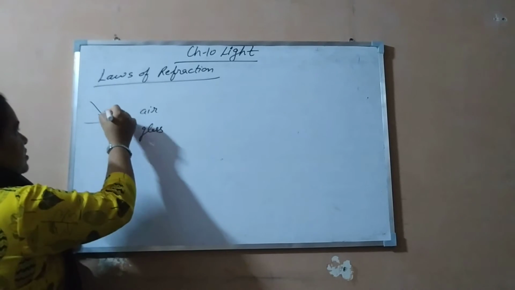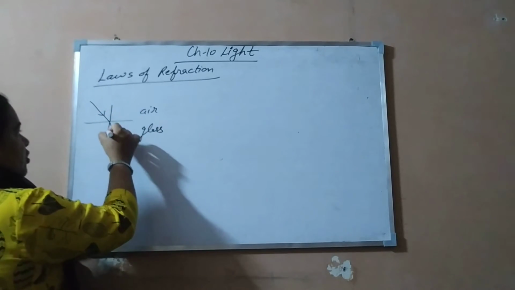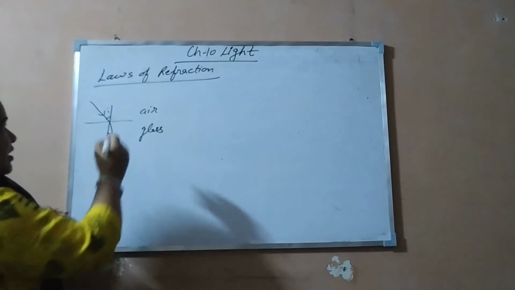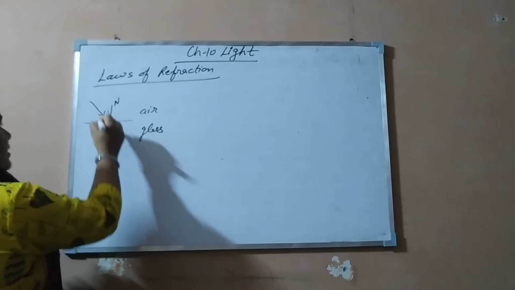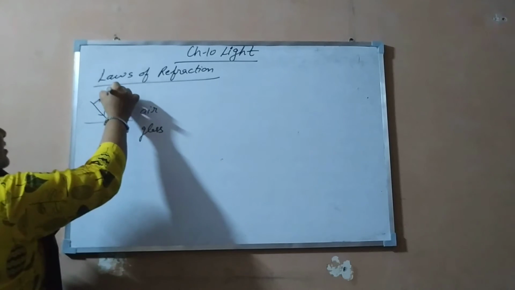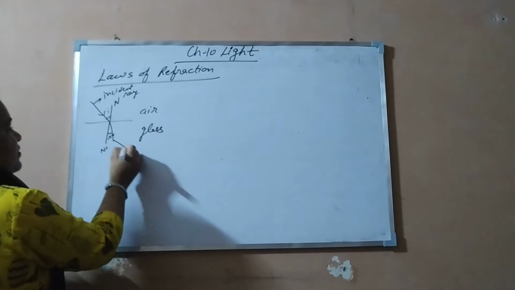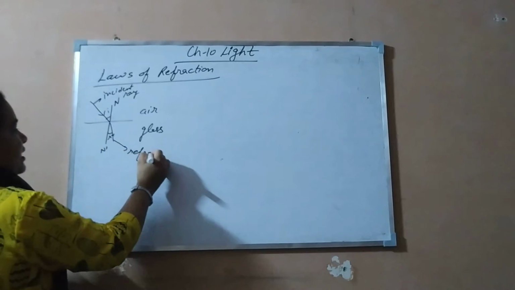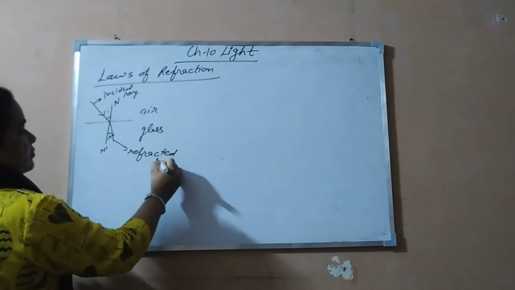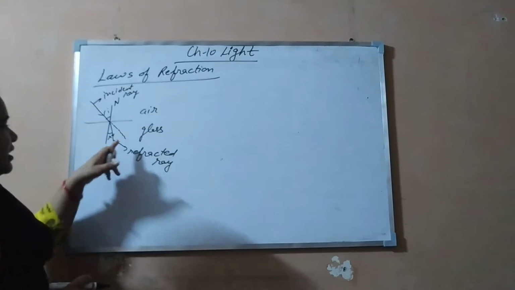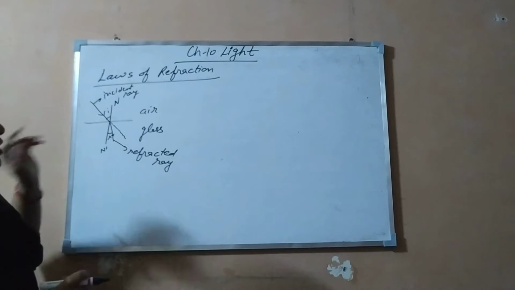The ray comes and bends towards the normal. So this was angle I and this was angle R, and this is the normal N or N dash. What was this ray? Incident ray. And what is this ray? It is the refracted ray, because the medium changes. This is the original ray, but instead of going here, it bent towards the normal.